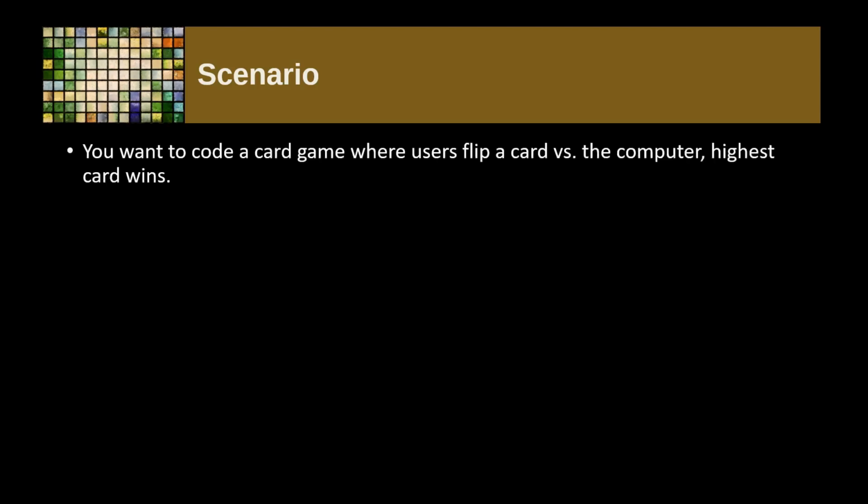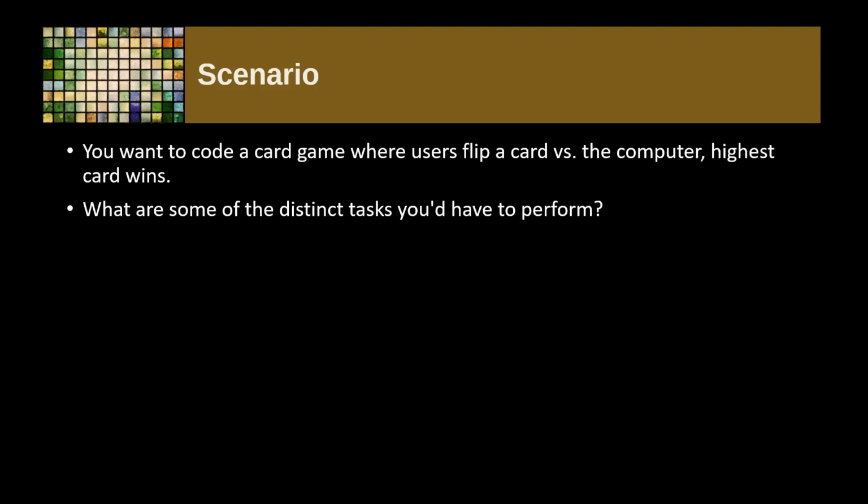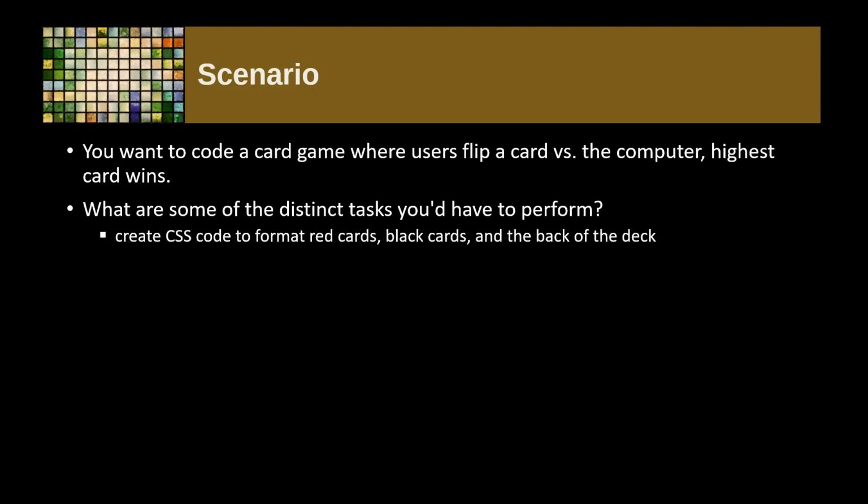So let's think through a scenario, because I think it's really hard to conceptualize unless you have an actual application that you can start applying these ideas to. Let's say you want to code a card game where users flip a card and then the computer flips a card. The two values are compared, the highest card wins. So what are some of the distinct tasks you'd have to perform? Well, you definitely have to create some CSS code to format red cards, black cards, back of the deck. You'd have to create HTML and CSS.